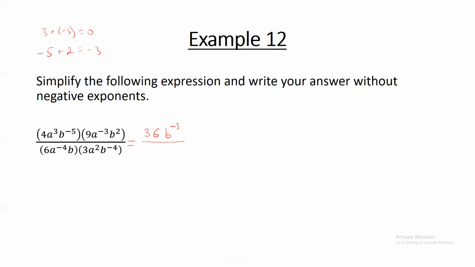Now let's do the bottom. 6 times 3 is 18. A to the -4 times a squared. When we add the exponents, -4 plus 2, we get -2. And when we multiply the b's, remember this b is like b to the first power. And so we have 1 plus -4, which is -3. So that's b to the power of -3.